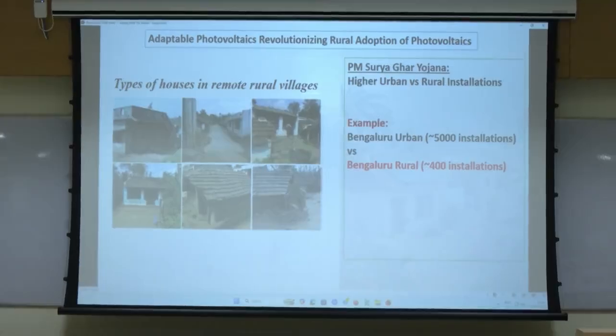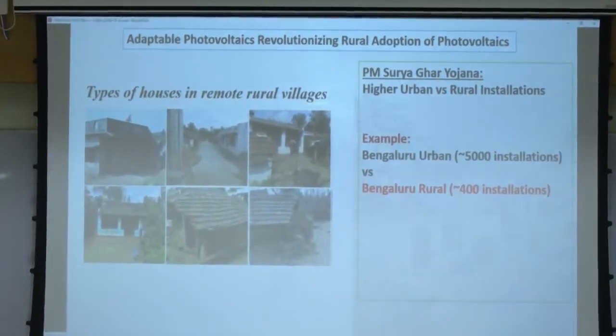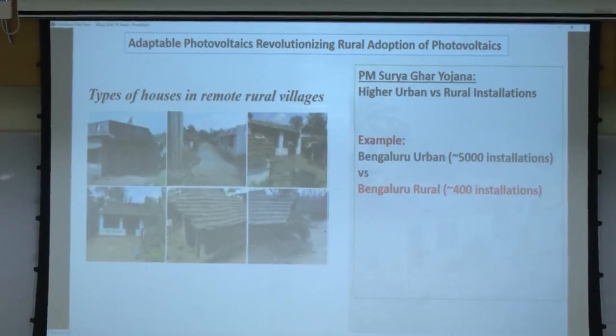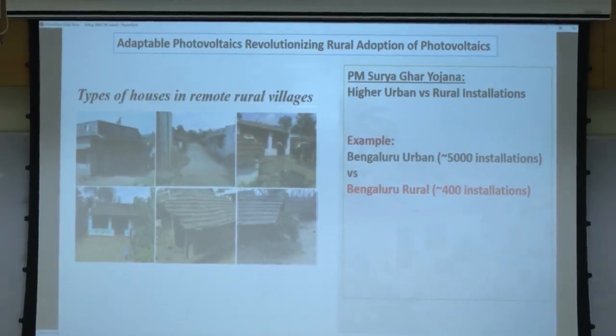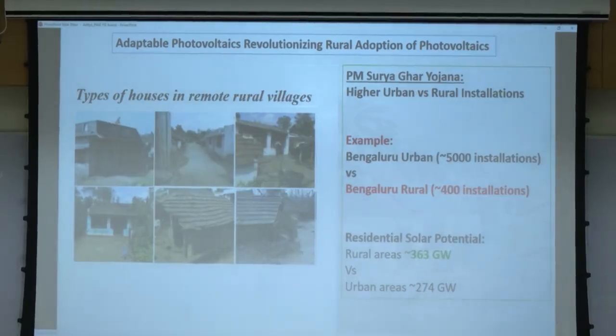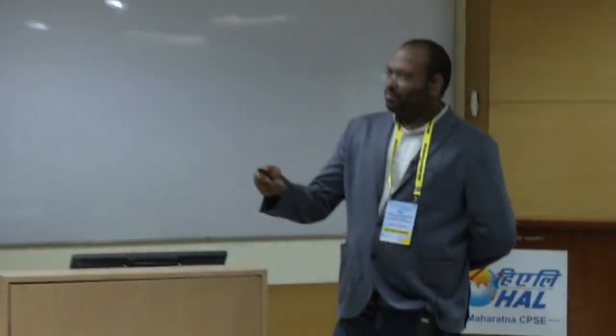If you take the example of Bangalore urban, you have more than 5,000 installations, but in Bangalore rural, you have hardly touched 400 installations. So this is the discrepancy. These photovoltaics are trying to address this aspect. And if you look at rural versus urban capability, the rural actually has more conversion capability in terms of power, so there's a lot to tap into. We are trying to target this market, other than space being one of the markets.